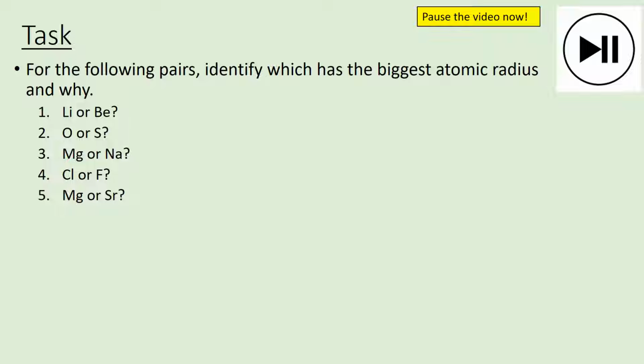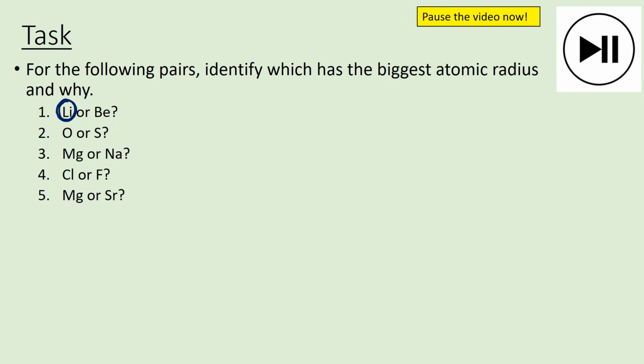Okay, looking at lithium and beryllium, they're in the same period. However, lithium is on the left of beryllium, which means lithium will have the biggest radius because they have the same number of shells, they have similar electron shielding, but lithium has a smaller nuclear charge. Or you could say beryllium has a bigger nuclear charge.